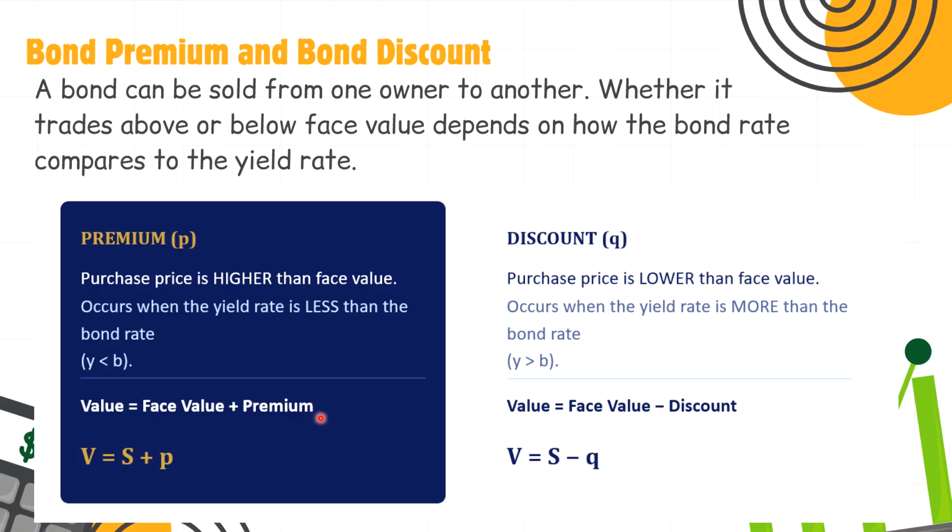Now, if the purchase price is lower, then that is discount. It occurs when the yield rate is more than the bond rate. So the value is equal to face value minus the discount. We can actually calculate the premium or discount directly without recomputing the whole purchase price from scratch. So here's the formula.